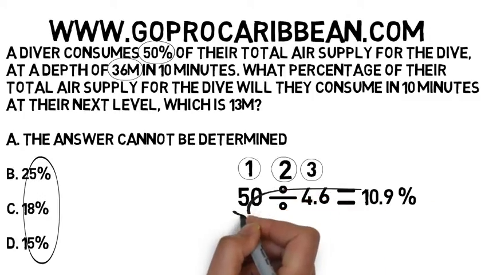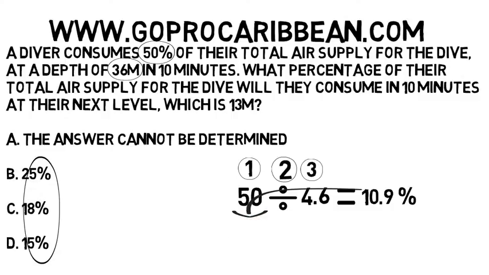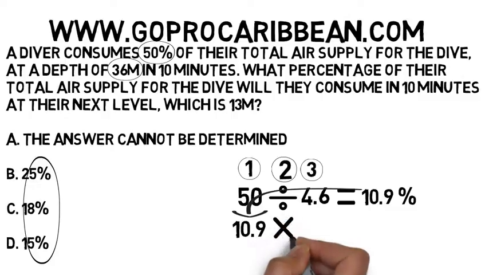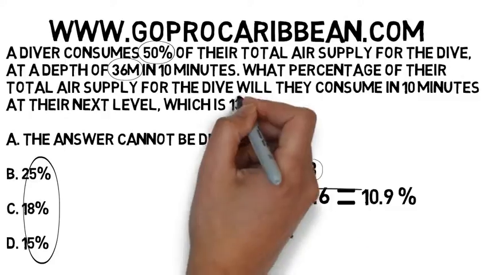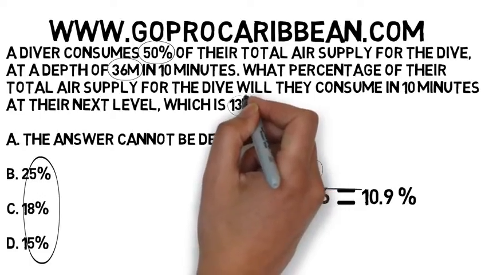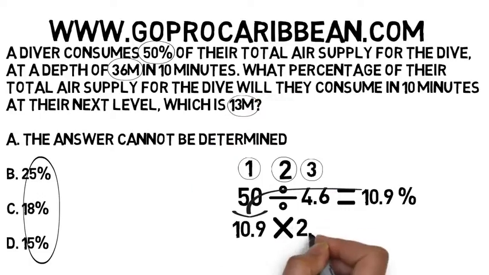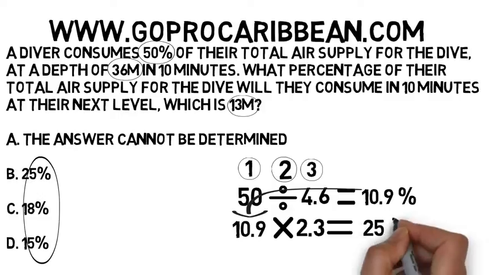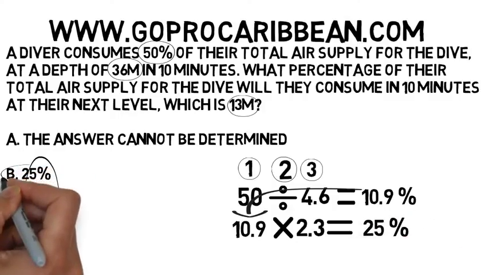So we're going to take our 10.9 and we're going to move it down and enter it in as the first number in the second round of our 3-step process. Now we need to decide whether we multiply or divide. So we're going from the surface down to 13 meters. Are we going to consume more air at 13 meters or less air? We're going to consume more air at 13 meters than we would compared to the surface. What are we going to be multiplying by? We're going to multiply by 2.3, that is the pressure at 13 meters, and that gives us our answer. The correct answer is 25%, answer B.